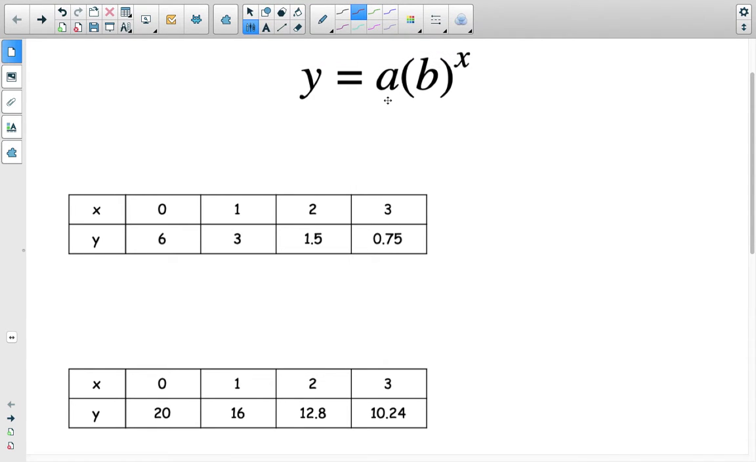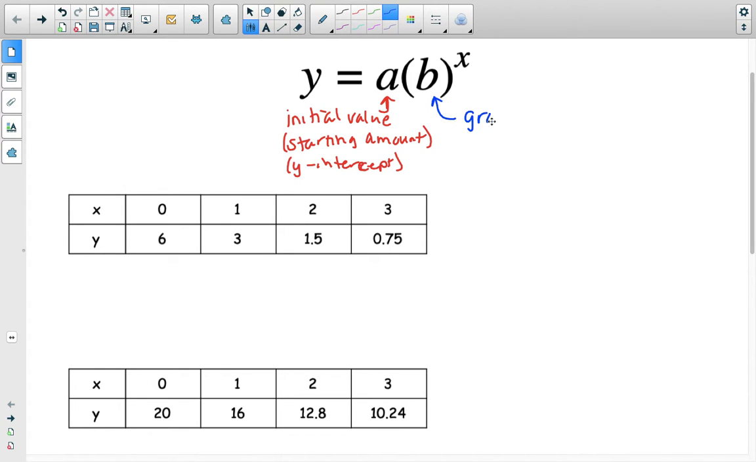The a is your initial value, which means it's your starting amount, because the a is not being raised to the exponent of x. This would be considered your y-intercept. Your b value is your growth or decay factor. This lets you know if you're dealing with growth or decay.